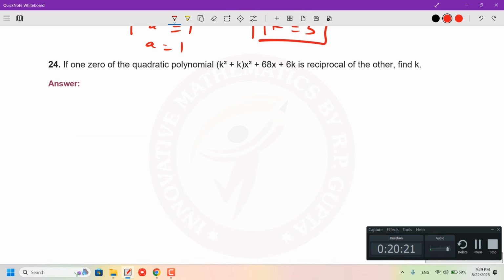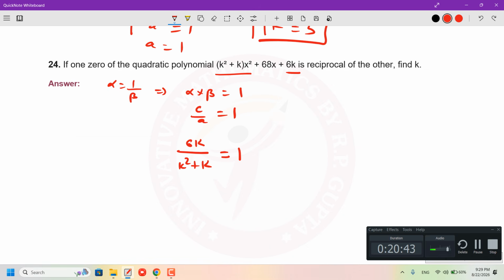If one zero of the quadratic polynomial is the reciprocal of the other, it means alpha equals 1 upon beta, that means alpha into beta equals 1. So alpha into beta means c upon a equals 1. C is 6k, a is k square plus k, equals 1. That implies k square plus k equals 6k. So k square equals 5k, one k cancels with one k, k equals 5.